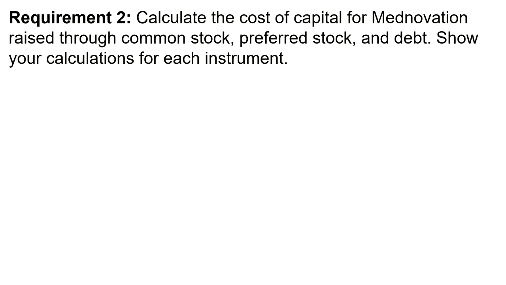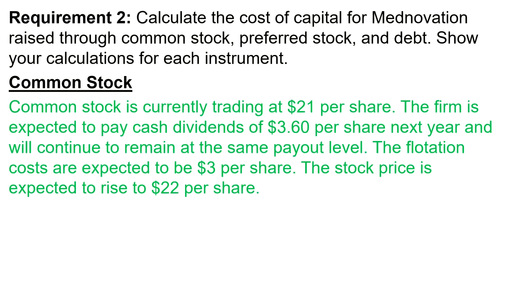Well, we'll start by calculating common stock, and what we have here in green is simply the information from the question itself, just so we can see that here and work with it. Common stock is currently trading at $21 per share. The firm is expected to pay cash dividends of $3.60 per share next year and will continue to remain at the same payout level. What that tells us is that the dividend is expected to be $3.60 next year, and $3.60 the year after that, and the year after that, which is another way of saying that there's no growth to the dividend.